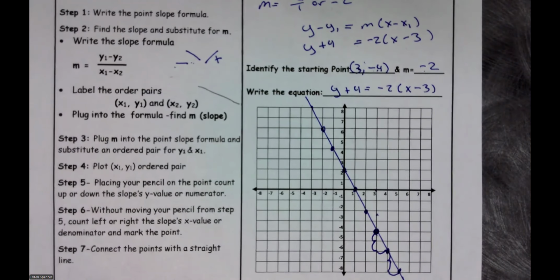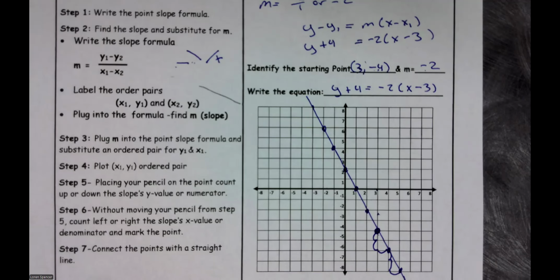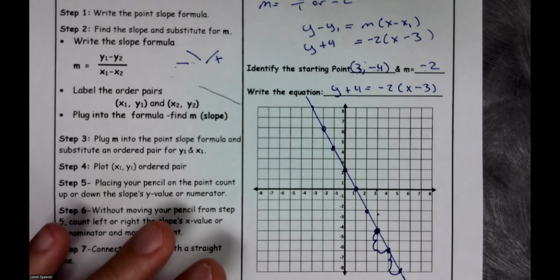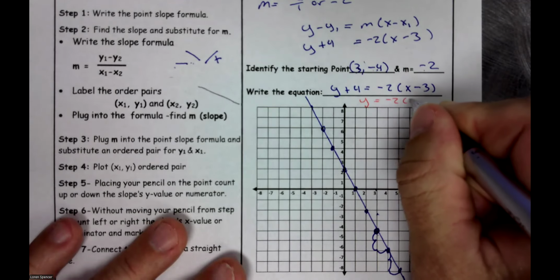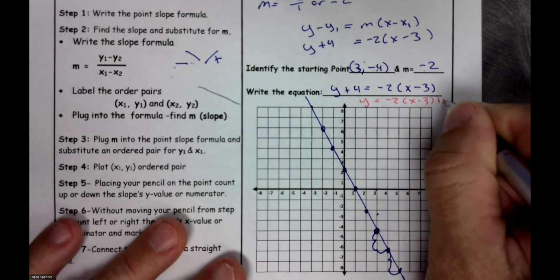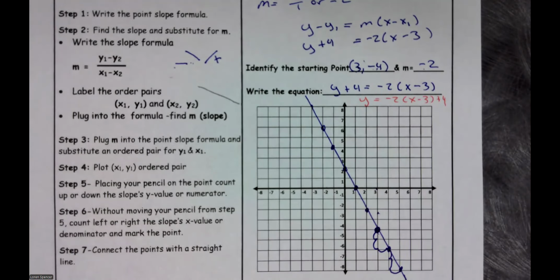Now, I could go to Desmos. If I move that 4 to the other side, I'd have y equals -2 times x minus 3, plus 4, and it should graph it for me. All right, or I can graph it from the table. So let's do both of those things. We'll start off by graphing it from the table.